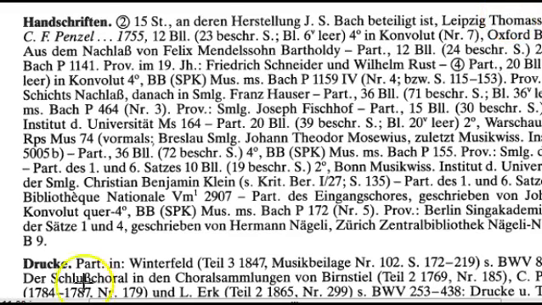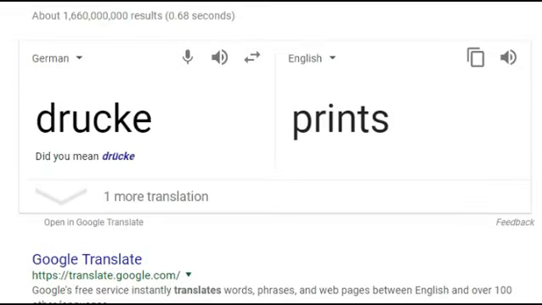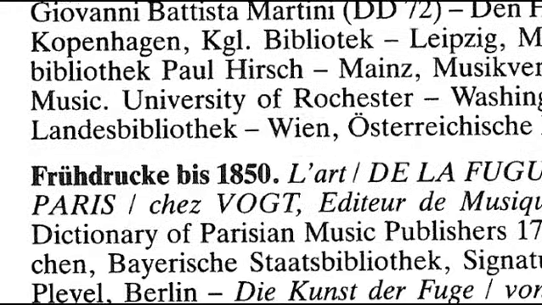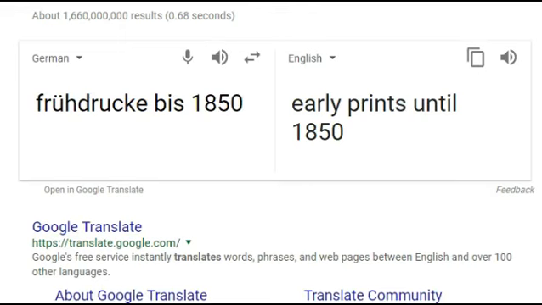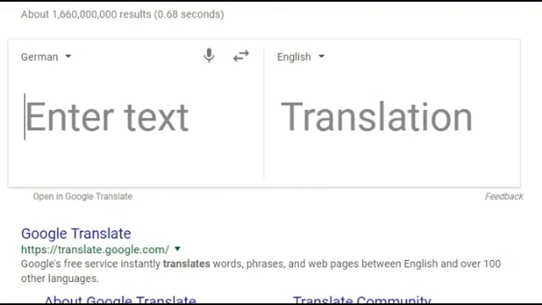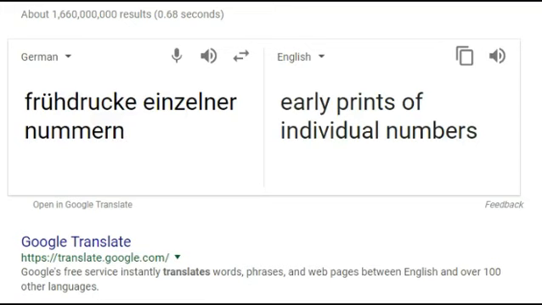Next is a section on printed editions, called Drucke in German. Sometimes this is broken down into subsections. Original Druck means original print, or first edition. Frühdruck bis 1850 means early prints up to 1850. Frühdrucke einzelner Nummern means early prints of individual numbers.